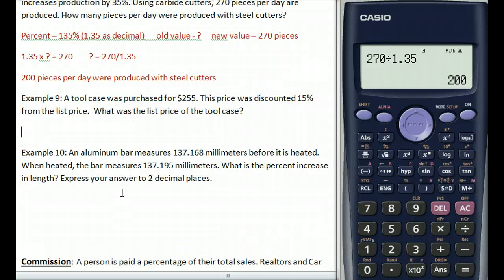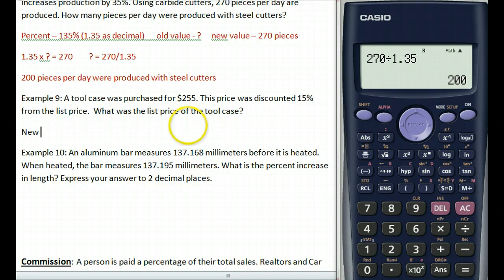Okay, example 9. A tool case was purchased for $255. The price was discounted 15% from the list price. What was the list price? Okay, so again, did they give you the new price or the old price? If they gave you the new price, that's the part, and if they give you the old price, that's the whole. So since I want to know what the list price was, they gave us the new price.